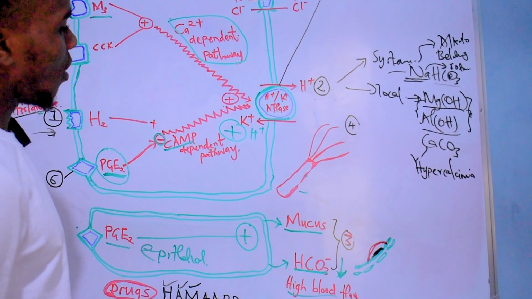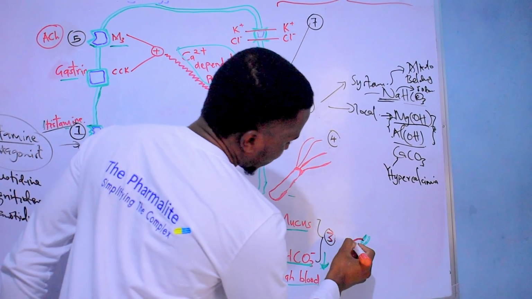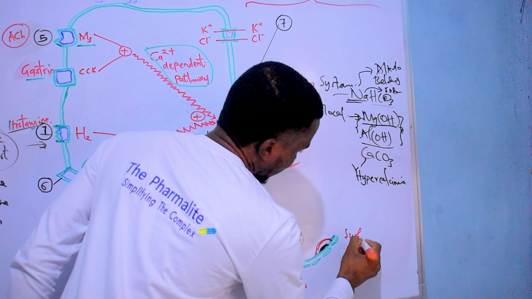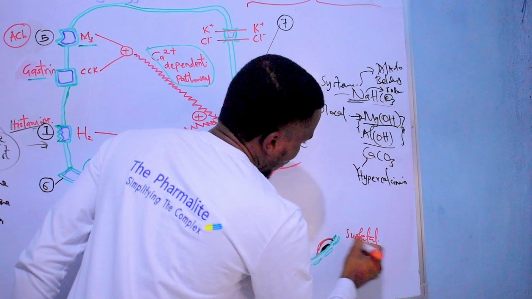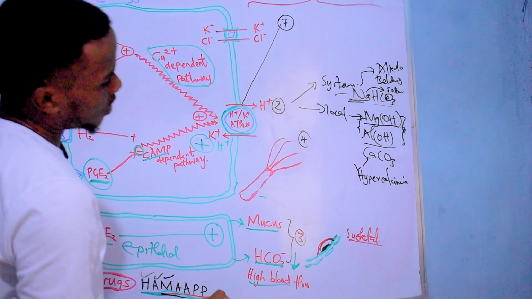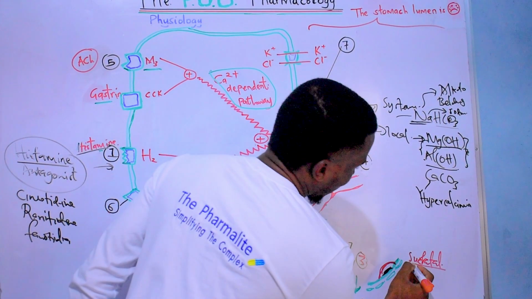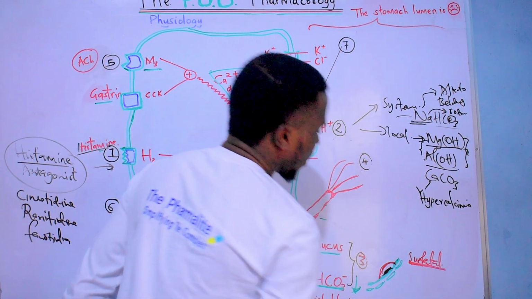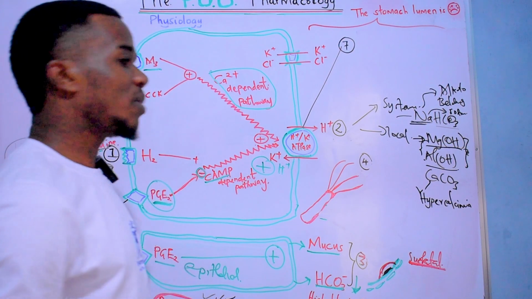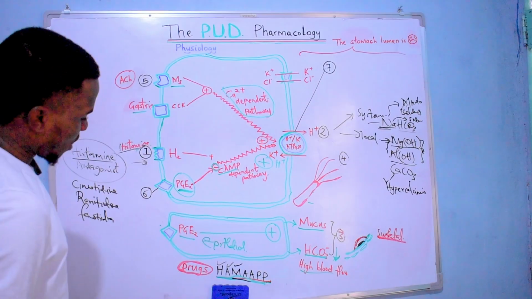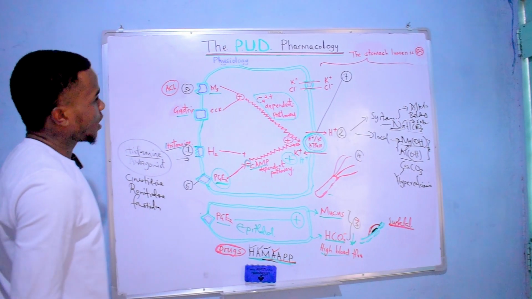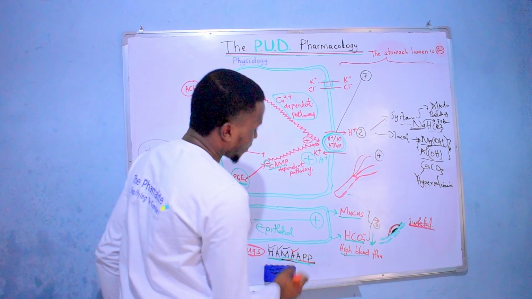So an example of a mucoprotective agent is sucralfate, which is actually a salt of sucrose that has been conjugated with aluminium hydroxide. So the third category, the fourth category, is the antibiotics.